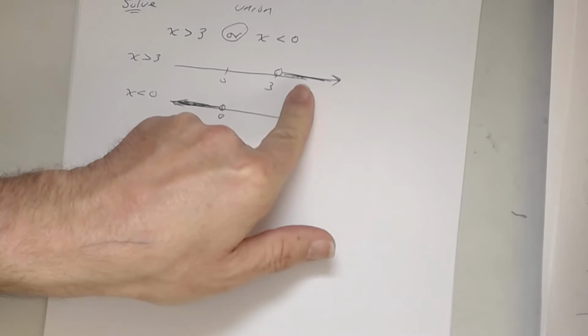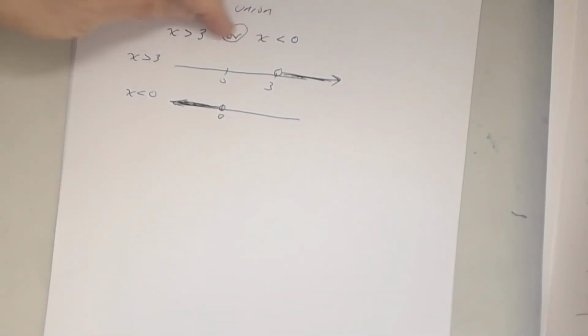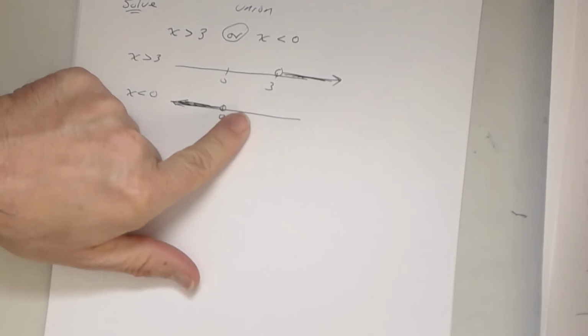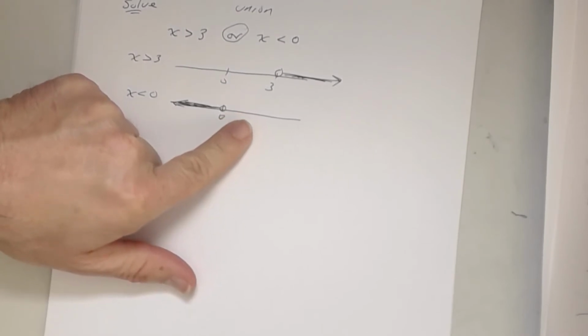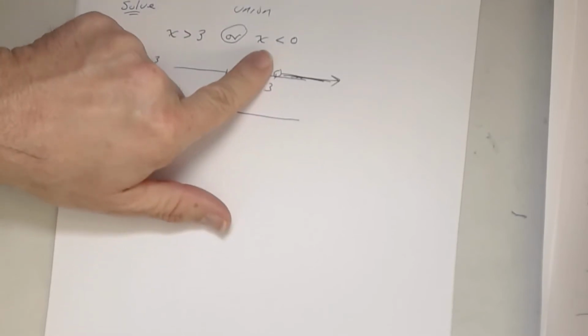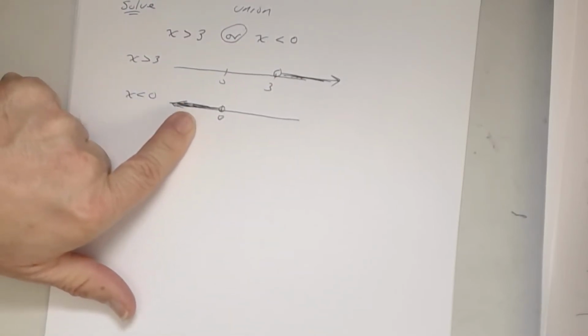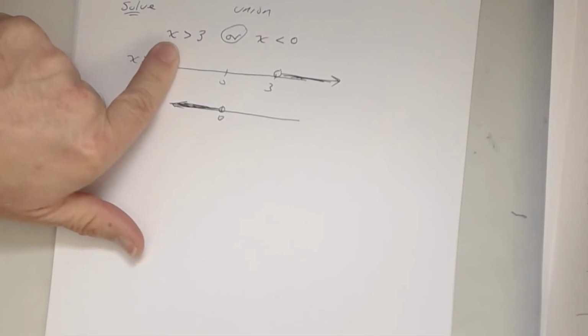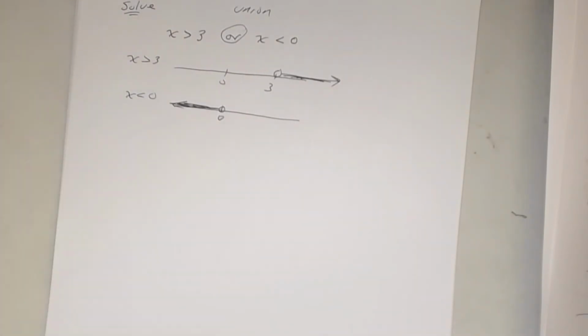But an or statement means anything that's shaded is a solution. Remember a while ago we said 5? 5 is in here, right? Is 5 a solution to this compound inequality? Yes. Is 2 a solution? No. Because is 2 bigger than 3? No. Is 2 less than 0? No. Is negative 3 a solution? Yes. Is negative 3 greater than 3? No, but negative 3 is what? Less than 0.